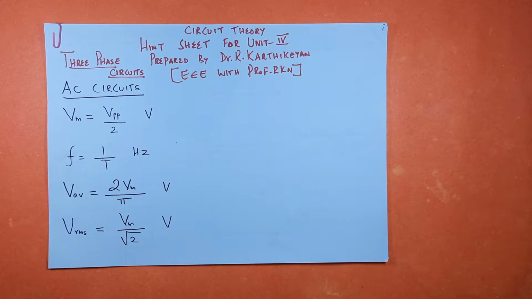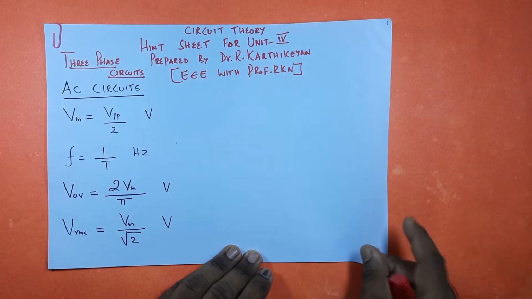Vm, the maximum value, equals Vpp divided by 2. Vpp is the peak to peak value. F is the frequency, F equals 1 by T hertz. T is the time period. V average equals 2 Vm divided by pi volt. Vrms equals Vm by root 2 volt.